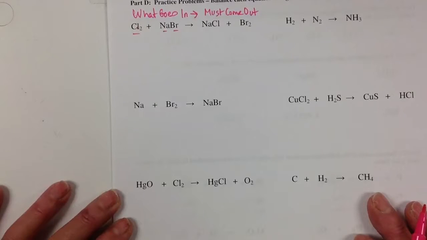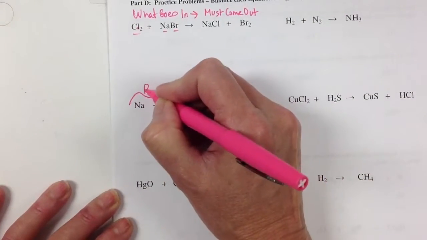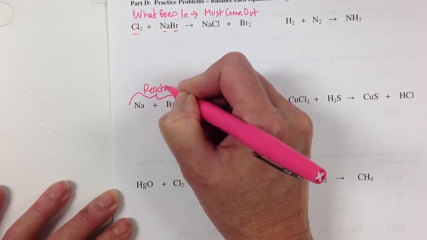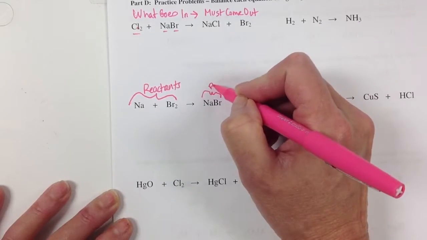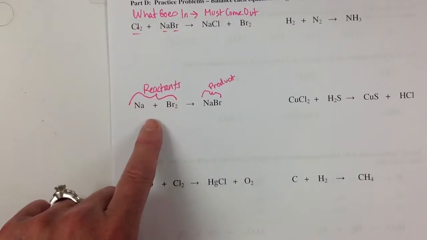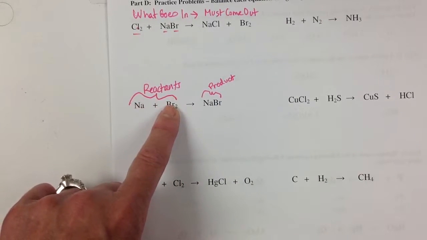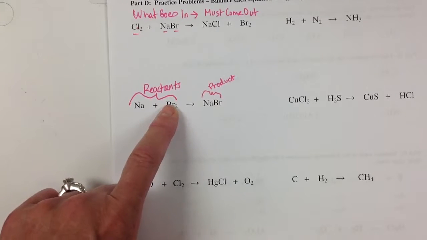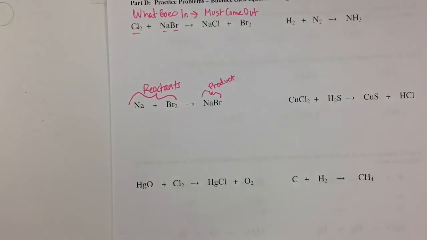The best way to do this, of course, is to start by labeling your reactants and your products. So I'm just going to start here. These are the reactants. These are what are going into my chemical reaction, and this will be my product. Now, it doesn't matter how many substances are here and here. The front of the yield sign will always be the reactants, and the other side of the yield sign will always be the products.